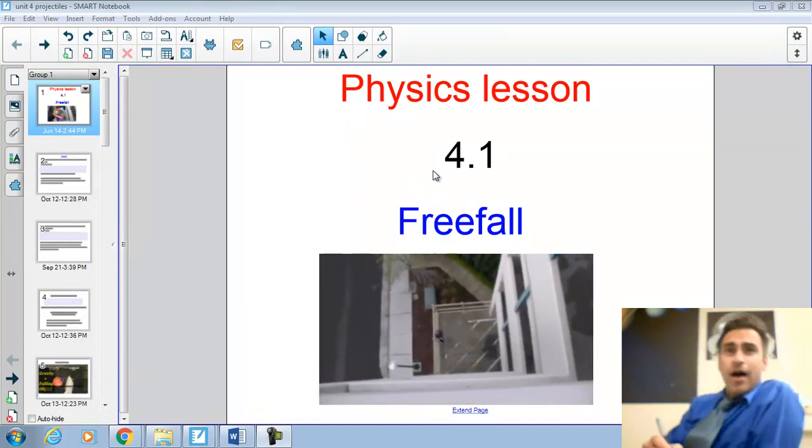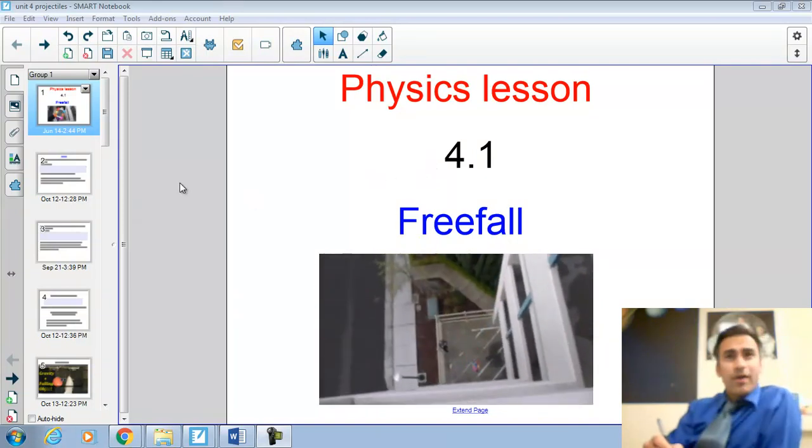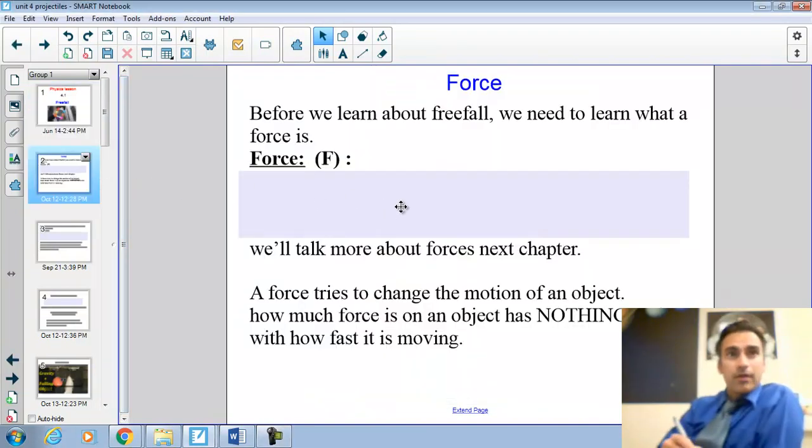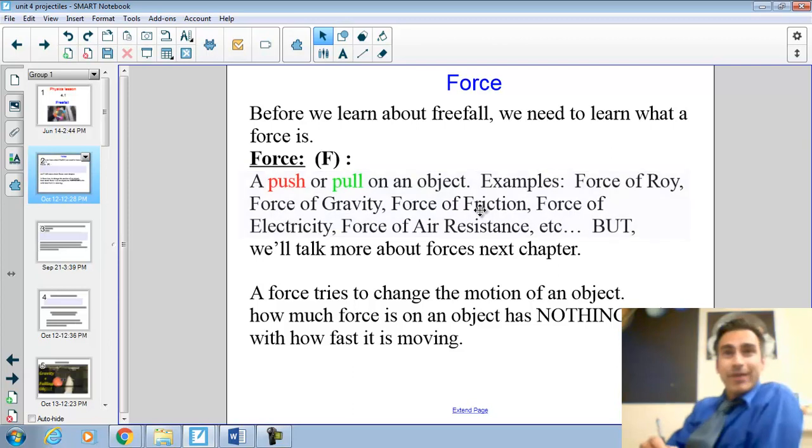This is physics lesson 4.1, free fall. First thing we're going to talk about is force. Although we're not going to cover force until a later chapter, I want to introduce it because it's kind of important when we're dealing with free fall. So force is going to be a push or pull, and there's lots of types of forces: force of friction, force of air resistance. But what we're going to focus on right now is the force of gravity. Now, force tries to change the motion of an object, and it does not have anything to do with how fast it's actually going.